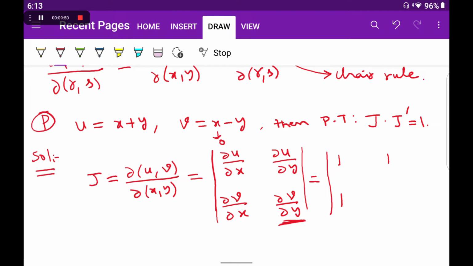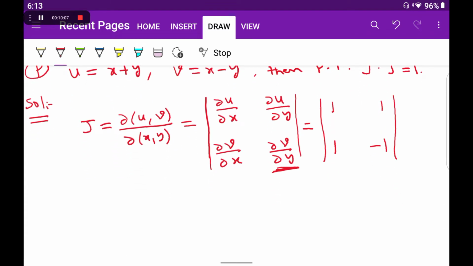In the first term there is no y, minus dou v by dou y is 1. So it is minus 1. So therefore the determinant value is 1 into minus 1 minus 1 into 1. It is minus 1 minus 1, minus 2. So therefore the value of J is minus 2.